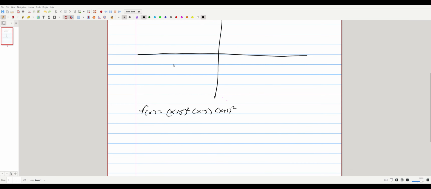Yep. Okay. And so now we're looking for x-intercepts, right? And so to find x-intercepts, what do we need to do? The same thing we always do. We set y equal to 0. And remember that f of x is another name for y, so we just set that equal to 0, and we solve for x.